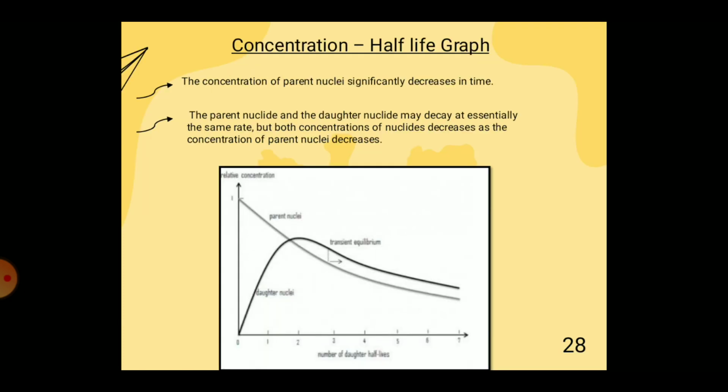Now next is the concentration half-life graph of transient equilibrium. In transient equilibrium, the concentration of parent nuclei significantly decreases in time. And the next point is that the parent nuclide and the daughter nuclide may decay at essentially the same rate, but both concentrations decrease as the concentration of parent nuclei decreases. Here, the dark line represents the daughter nuclei and the other line represents the parent nuclei. It is clear that they are decaying at essentially the same rate, but decreasing according to their half-life. That is, the concentration of parent and daughter nuclei decreases.